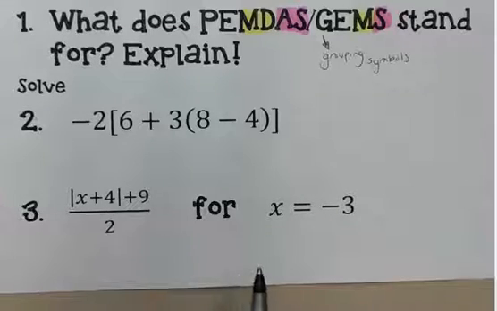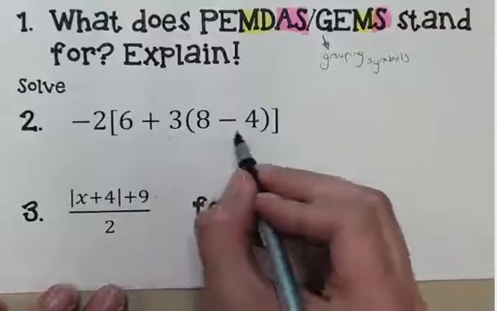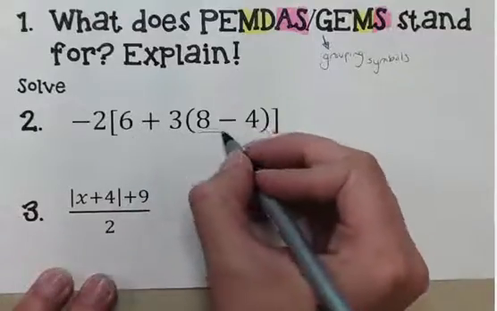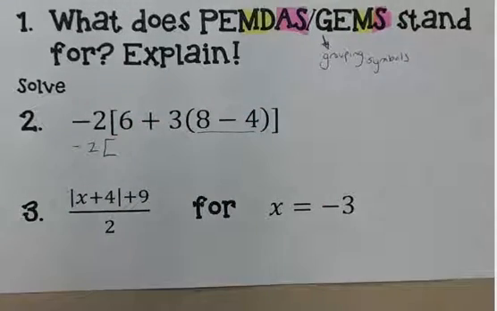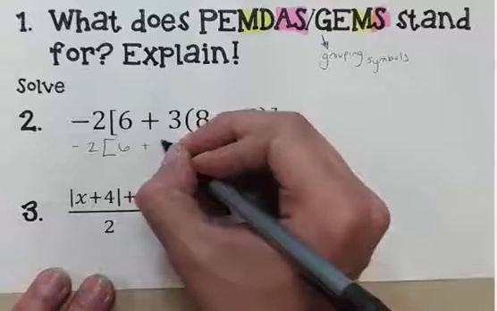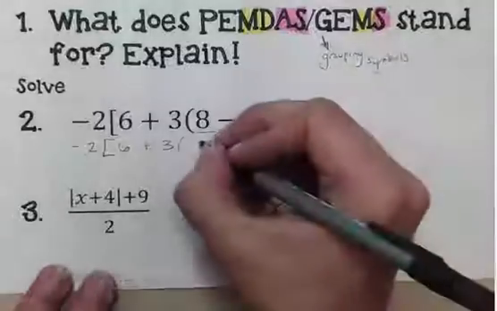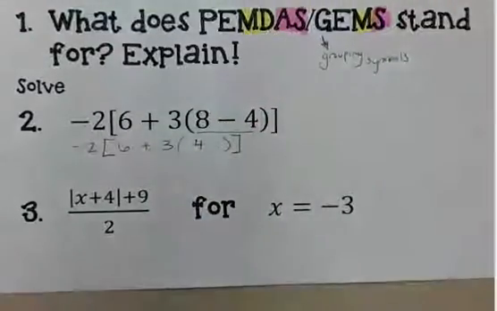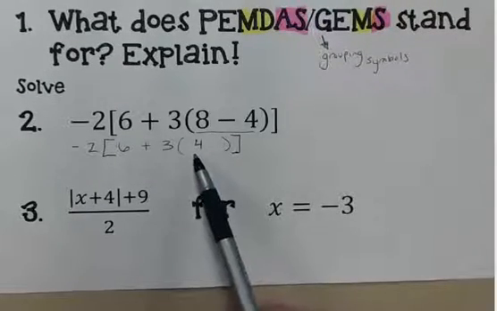So in this case, I'm going to have to solve the innermost grouping symbol first. The innermost grouping symbol is what's in parentheses here, 8 minus 4. So everything else I recopy down. In algebra it's very, very important you show step by step and show all of your work. So I'm going to copy everything down. So -2 bracket 6 plus 3, and inside parentheses I can solve 8 minus 4, which gives me 4. Okay, so I did the first grouping symbol. Now, since the grouping symbol is simplified to one thing, I'm done.